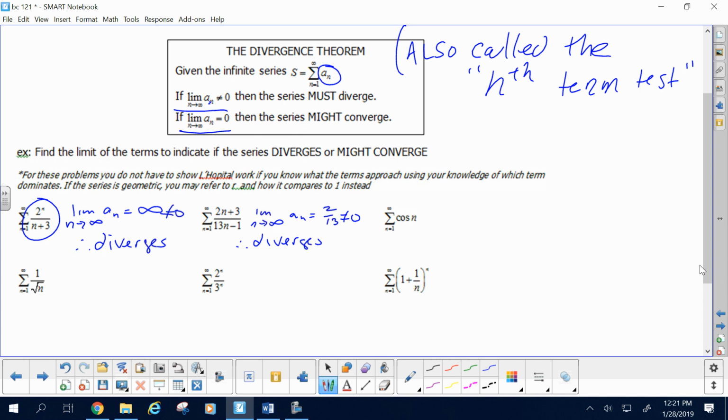Do you get it? So do the rest. I don't know if you read the instructions here, but you don't have to show L'Hopital. If it's geometric, you could use geometric knowledge instead of the divergence theorem. But for each of these, tell me if it converges or diverges, or might converge or diverge, based on whether the terms go to zero or not. Okay?